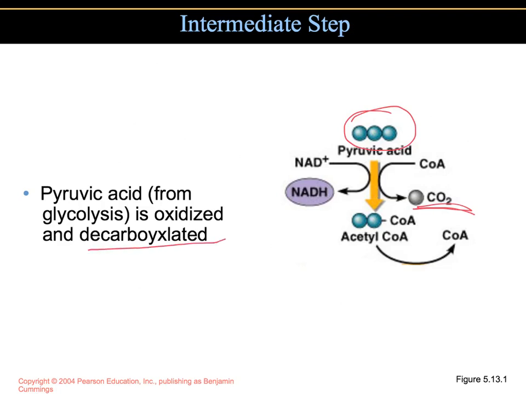The intermediate step further grooms this molecule by attaching a coenzyme A to the two carbons that are left. And this is now called acetyl-CoA. Now, the molecule can be moved into the second step, which is the Krebs cycle.